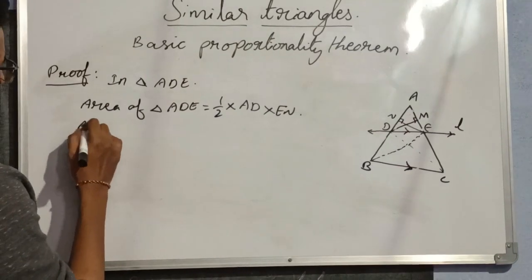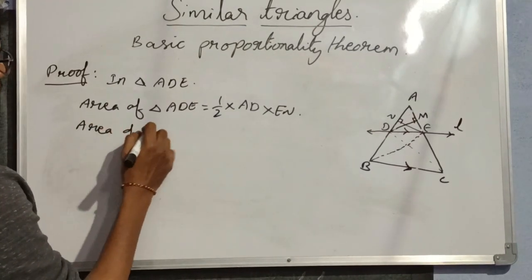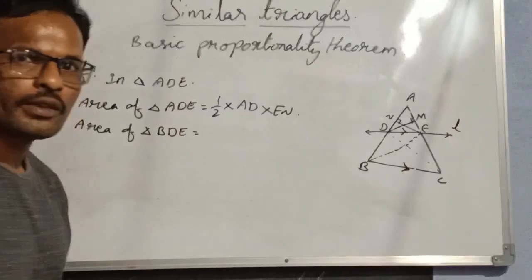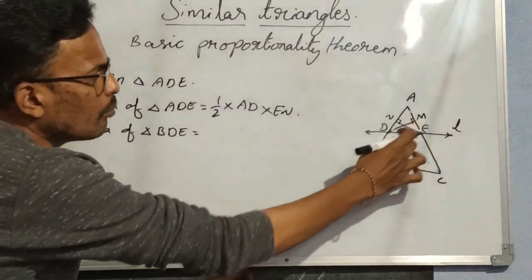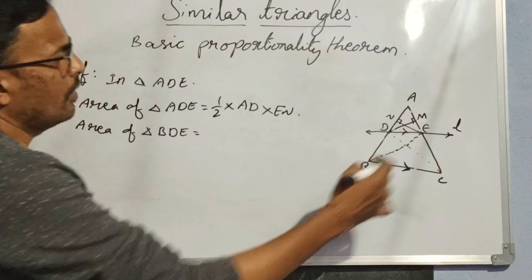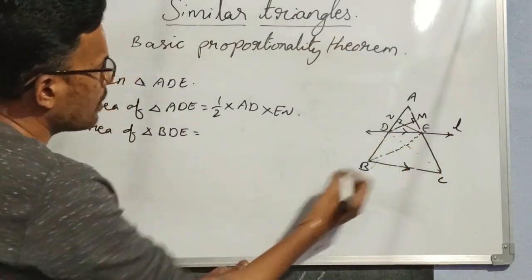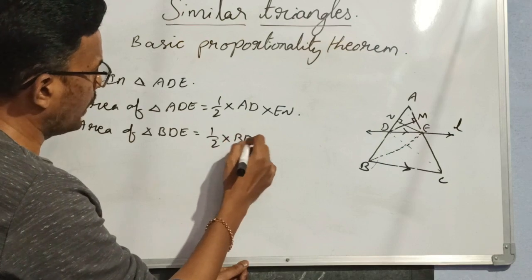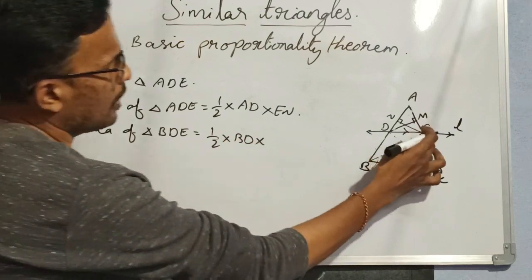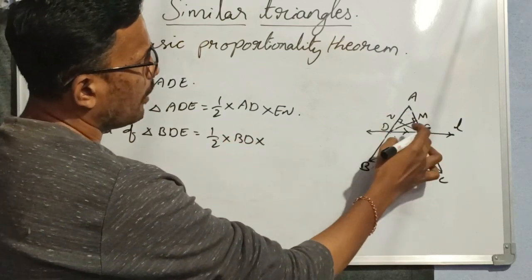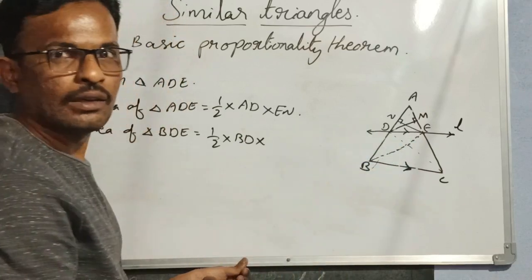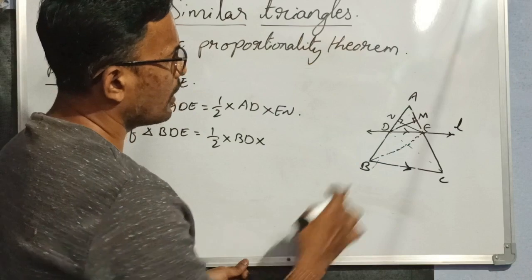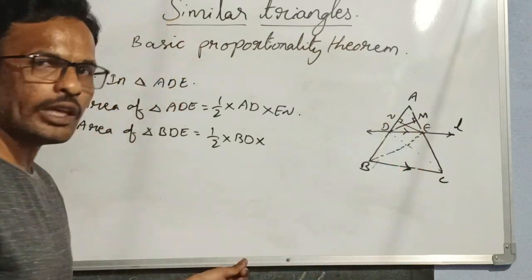In the same way, let us take the area of triangle BDE. Here also, I am taking base BD, so half into base BD into the height EN. Why? Because this is an obtuse angle triangle. Even when it is an obtuse angle triangle, we have to take the height as EN only.